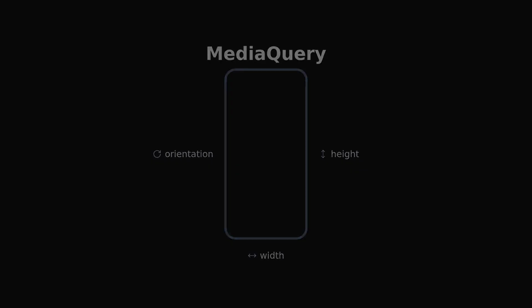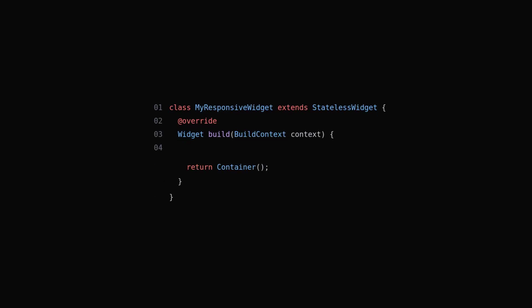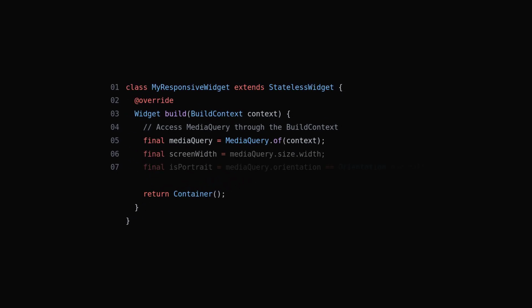Media Query is a powerful tool in Flutter that allows us to gather information about the size and orientation of the current app screen. It's essential for creating responsive layouts as it provides the context for making UI adjustments based on the device's characteristics. The way you use this is by accessing the build context. With that, you will have access to the media query and all its related functionality.